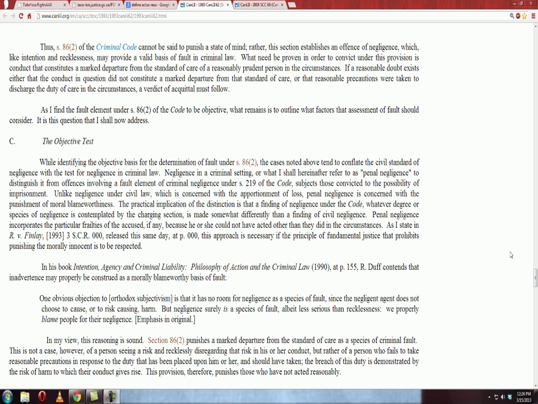The practical implication of the distinction is that a finding of negligence under the Code, whatever degree or species of negligence is contemplated by the charging section, is made somewhat differently than a finding of civil negligence. Penal negligence incorporates the particular frailties of the accused, if any, because he or she could not have acted other than they did in the circumstances. This approach prohibits punishing the morally innocent.